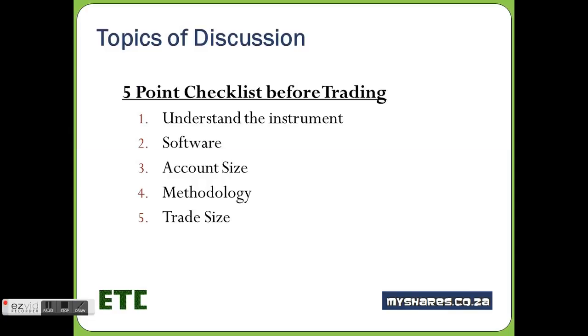Here's the overview of the presentation. The 5 things. Number 1, understand the instrument. Number 2, have your software ready. Number 3, determine your account size. Number 4, choose a methodology. And number 5 is determine your trade size. So let's go through the detail of each one.